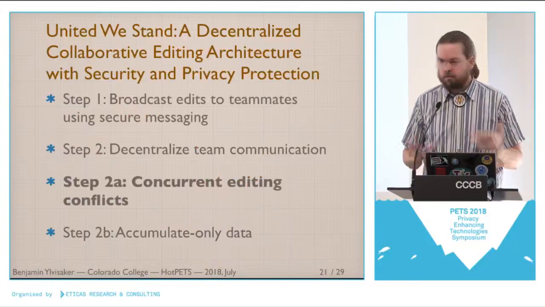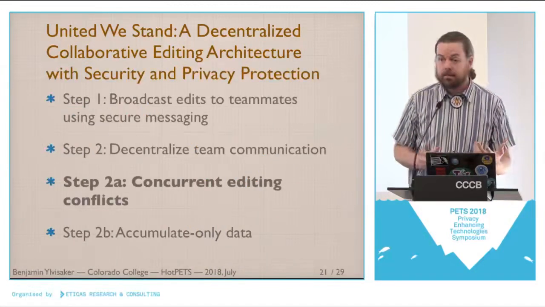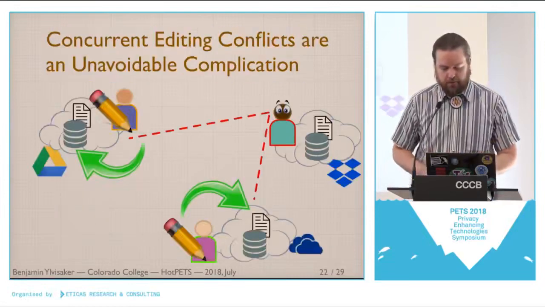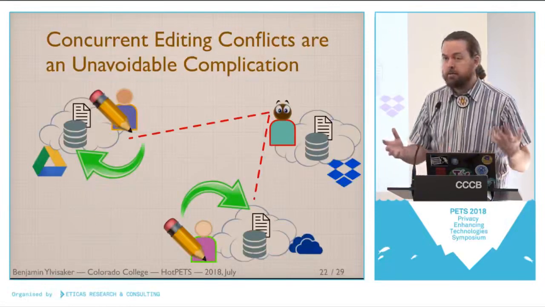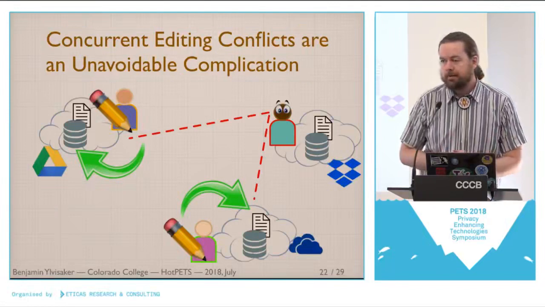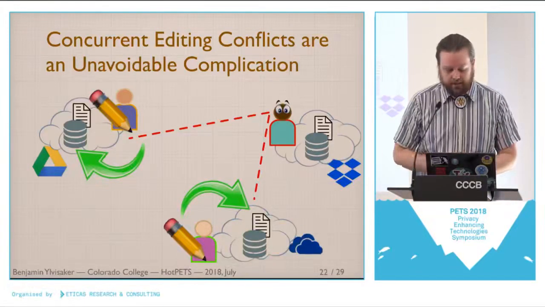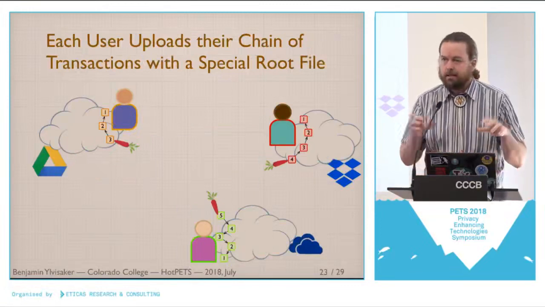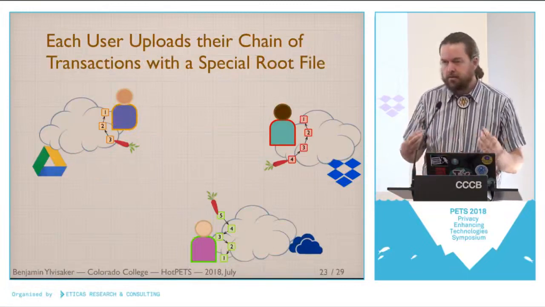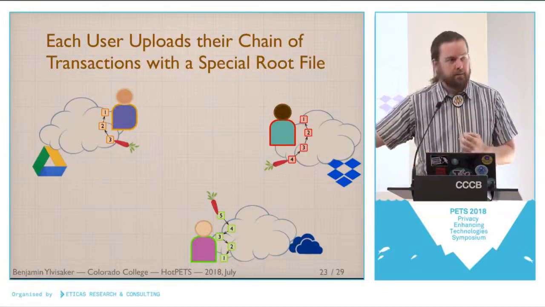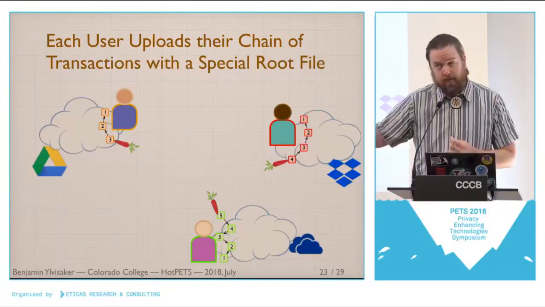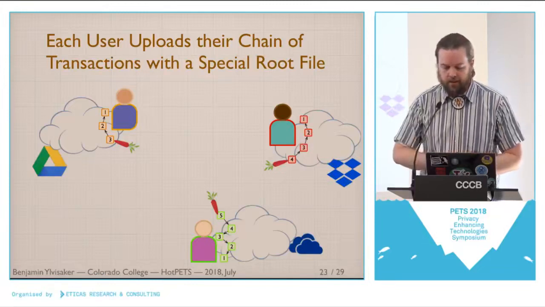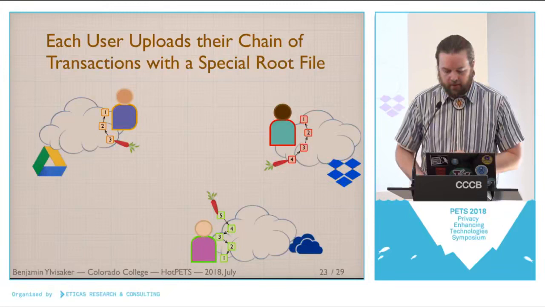Okay, now just super briefly, what are the biggest technical challenges that I've come across in trying to implement this? The first one is concurrent editing conflicts. Of course, in any decentralized system, you can run into concurrent editing conflicts. And so the way I'm trying to solve that is that the core data model is that each user has their own chain of edits they've made to the team's data, and they upload that to their own cloud storage account with some sort of distinguished root file pointer.